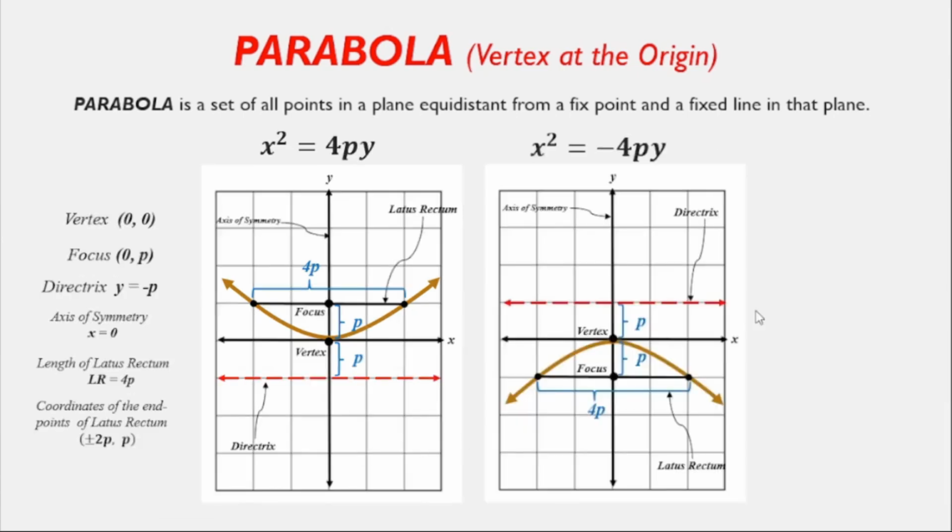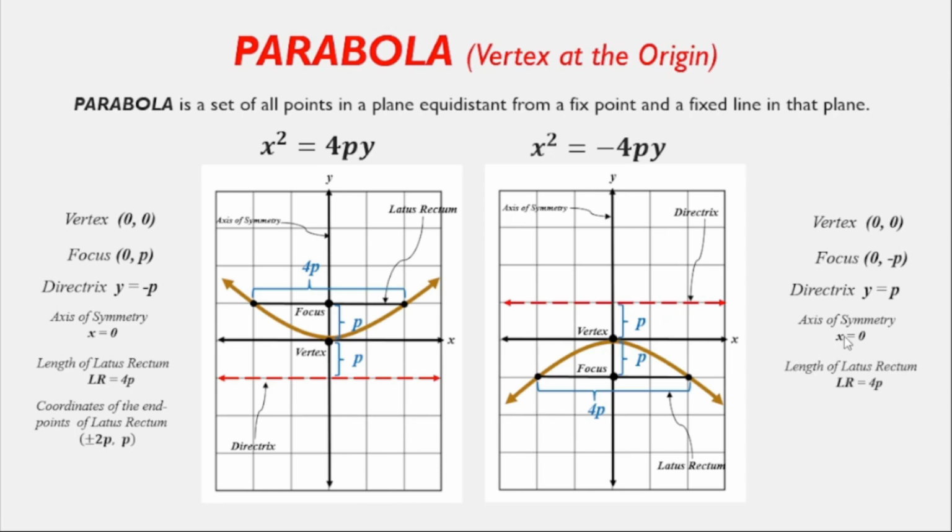The equation and coordinates of the parts of the parabola x squared is equal to negative 4py. Our vertex is located at the point of origin having a coordinate of (0, 0). Our focus here has the coordinate (0, -p). For the directrix, the equation is y equals p. And for the axis of symmetry, since the axis of symmetry is the y-axis, the equation is x equals 0.